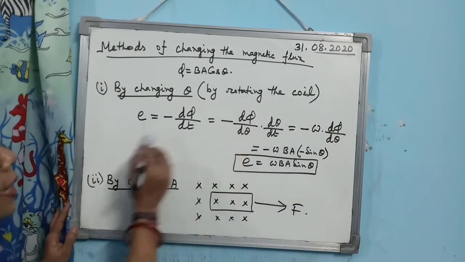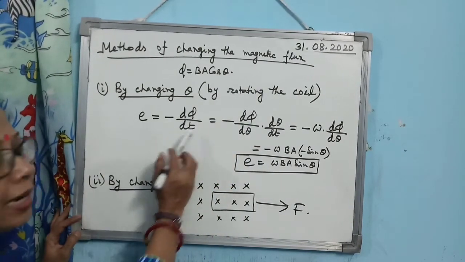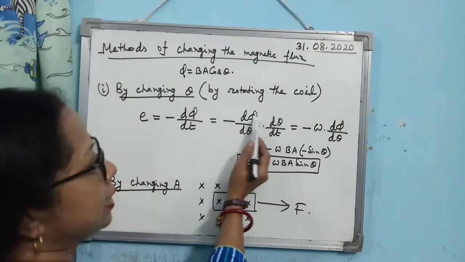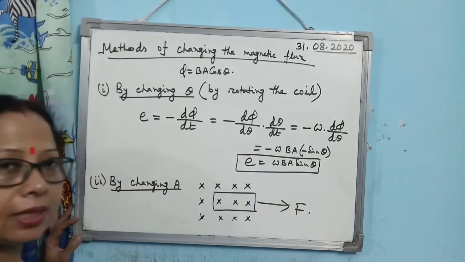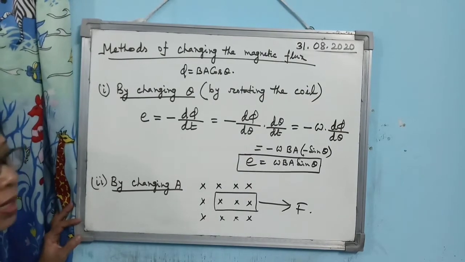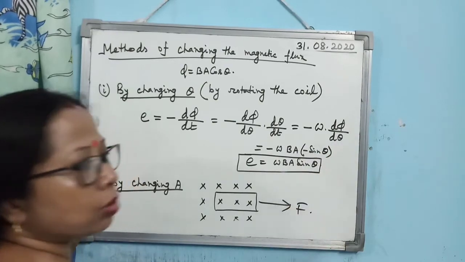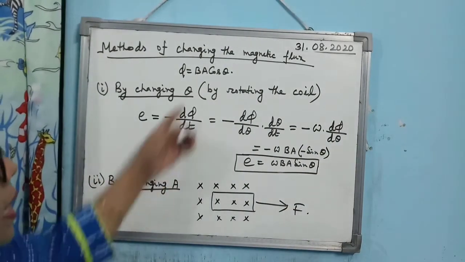In that case, how can you write the induced EMF? Induced EMF is minus d phi by dt. So you can write it as d phi by d theta into d theta by dt. We are applying the concept of calculus. So d theta by dt is what? Omega. Now phi is equal to BA cos theta.